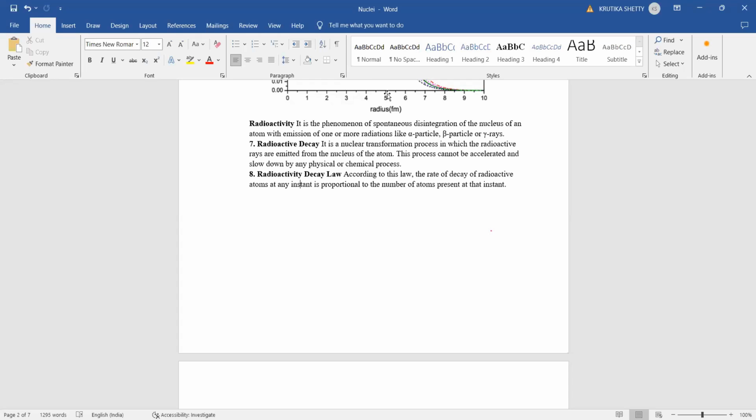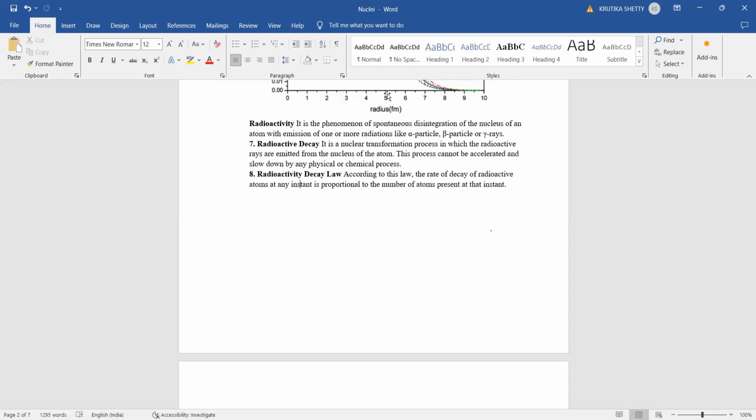So what is happening in radioactive decay: it is a process in which radioactive rays are emitted from the nucleus of the atom. This process is called radioactive decay. You cannot accelerate this process, but you can slow it down by physical or chemical processes. So this is radioactive decay.